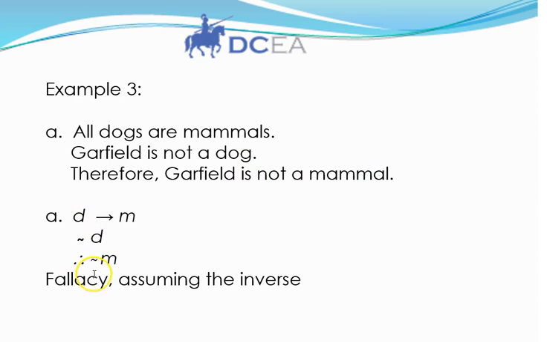Let's look at this symbolized. If dogs are mammals, so if D, then M. Not dogs, therefore not mammals. The symbology is correct, but it's a fallacy. We're assuming the inverse.